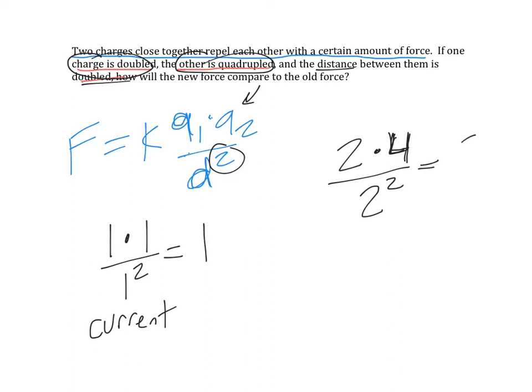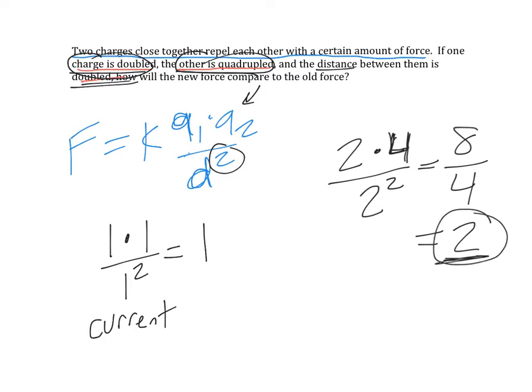So we're just going to figure out what this equals. So 2 times 4 is 8. 2 squared is 4, so 8 divided by 4 is 2. So what this tells us is that if you were to have a force between two charges and it equaled some amount, if you then doubled one charge, quadrupled the other, and doubled the distance, your new force would be twice what the old one was because 2 is double 1.